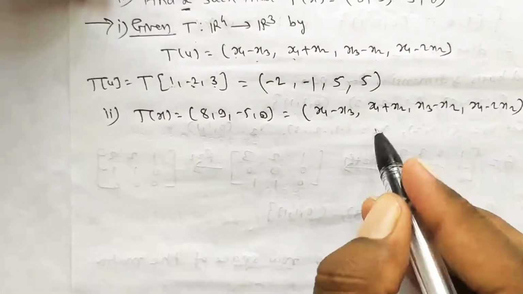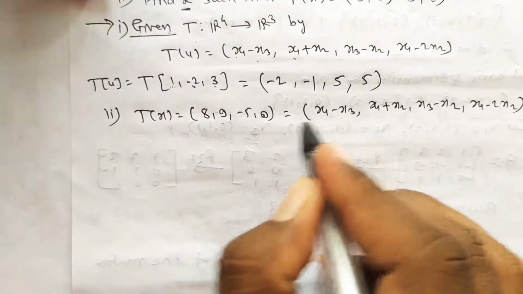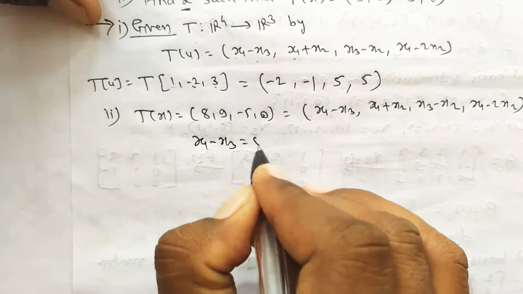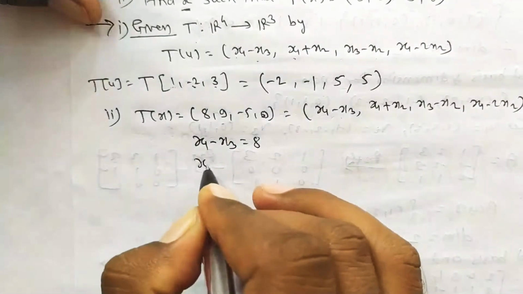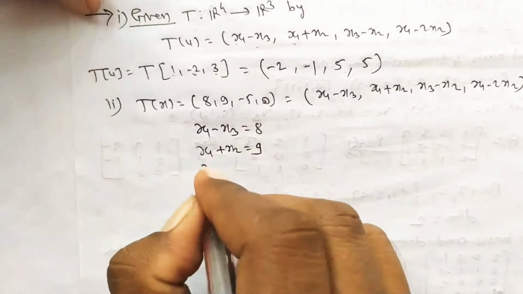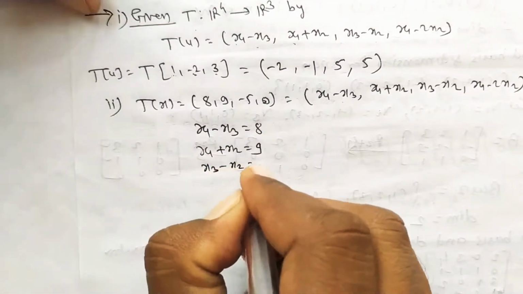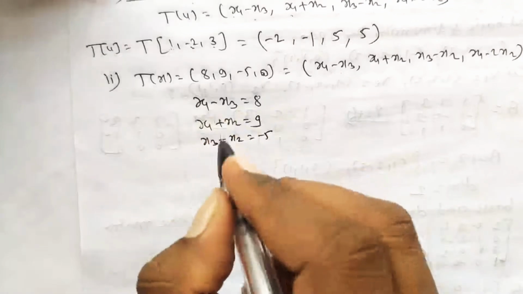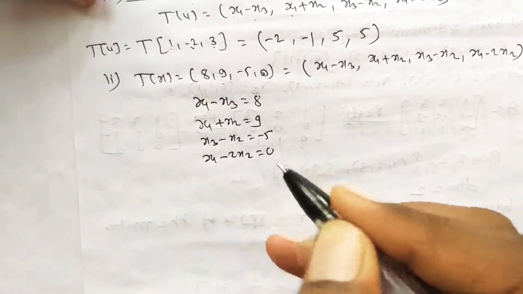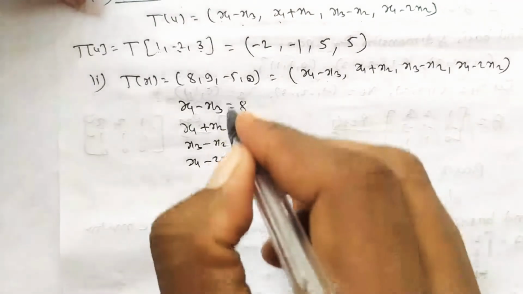Okay, so by equality of matrices, if we equate this with this, then we get the first equation: x1 minus x3 is equal to 8. The second equation is x1 plus x2 is equal to 9. The third equation is x3 minus x2 is equal to minus 5. And the fourth equation is x1 minus 2x2 equal to 0. Now this is a non-homogeneous system.